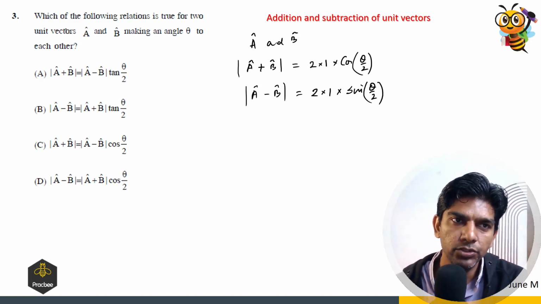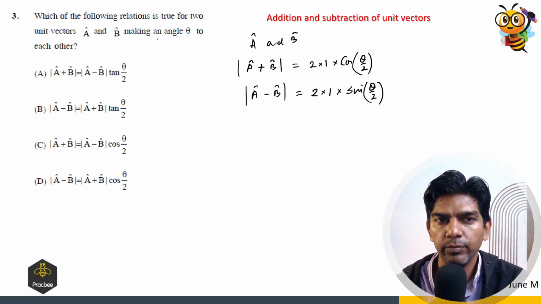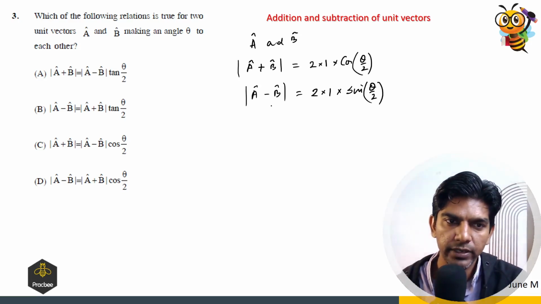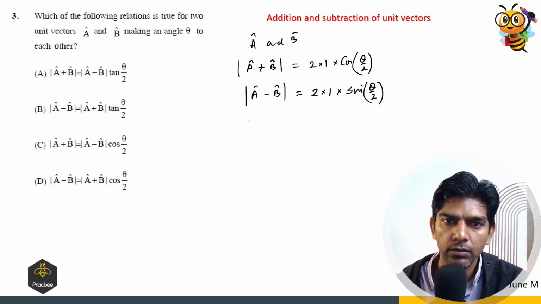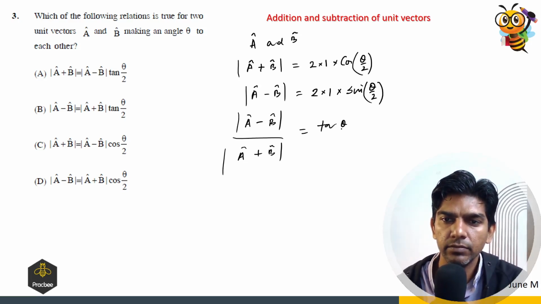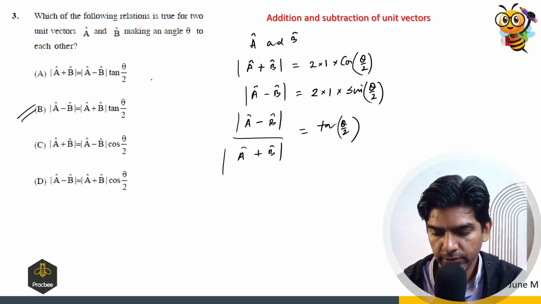Now let us see this question. Which of the following relations is true for two unit vectors A and B making an angle theta to each other? From this, if we take the ratio of the magnitude of A cap minus B cap divided by that of A cap plus B cap, that will give us tan theta by 2, right? So option B is the right answer.